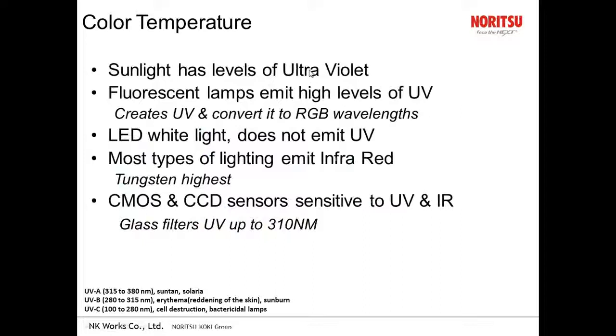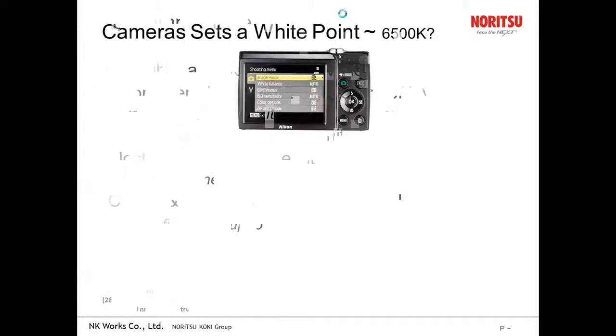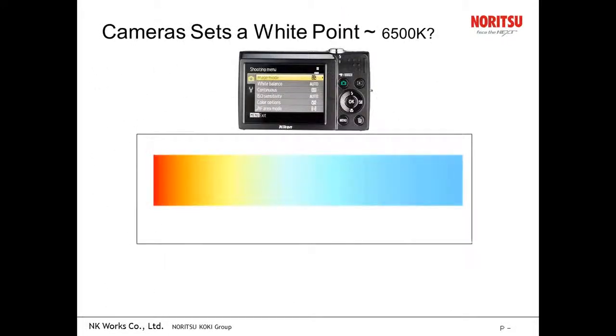Sunlight has a high level of UV light. Fluorescent lamps work by creating UV light and converting it to a red, green, blue wavelength. LED light does not emit any UV. Almost all light sources emit some infrared, and here's the important part. CMOS sensors capture UV and infrared light. So now the image capture itself is affected by the lighting conditions, whether they have UV light or not.